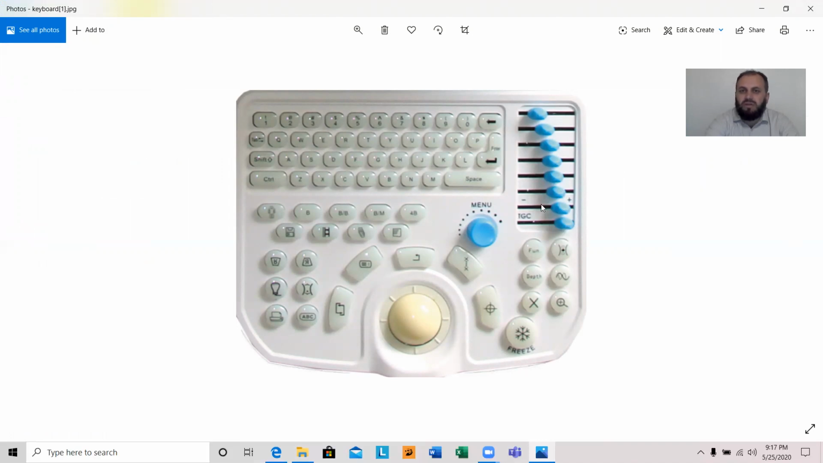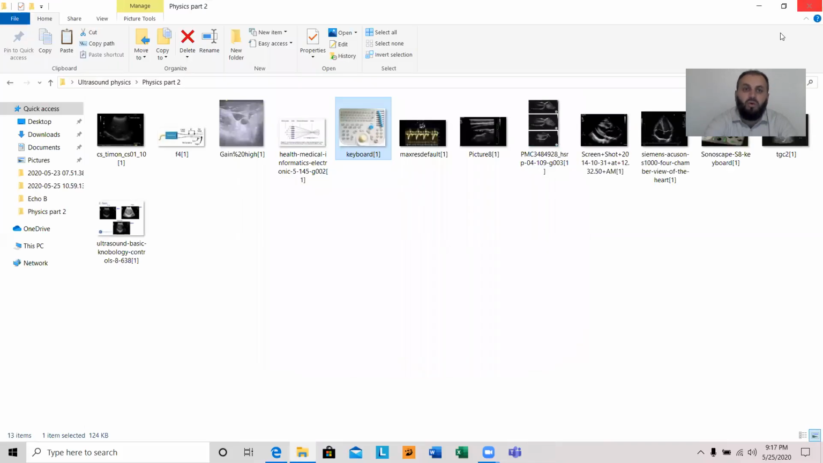TGC and 2D gain kind of have the same job, but the only difference in their function is that TGC works in a specific area. You can make your image darker or brighter in that specific area. It depends. Somewhere we need to make the image brighter, and in some part of that image, we make it darker. But 2D gain is different.